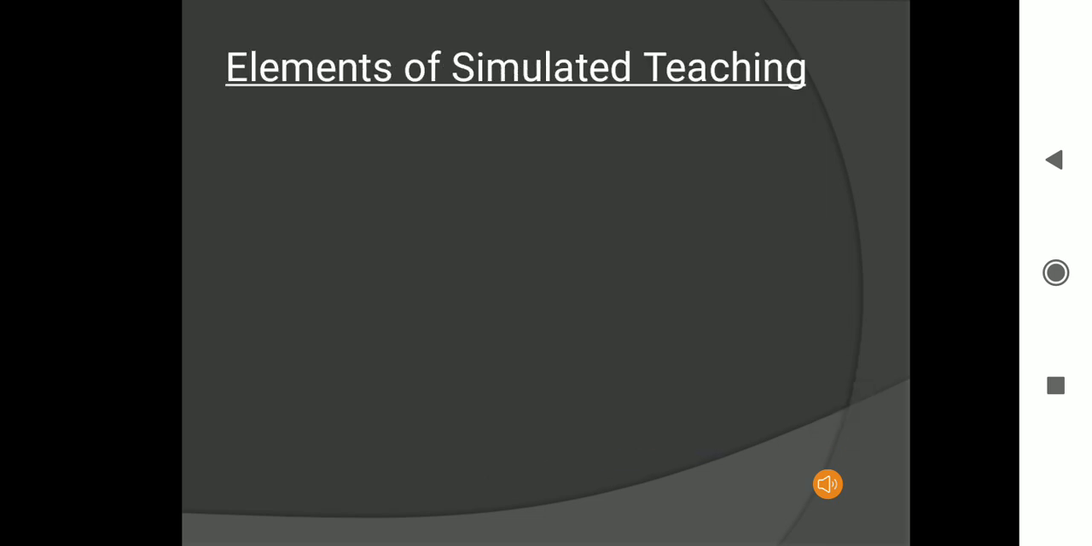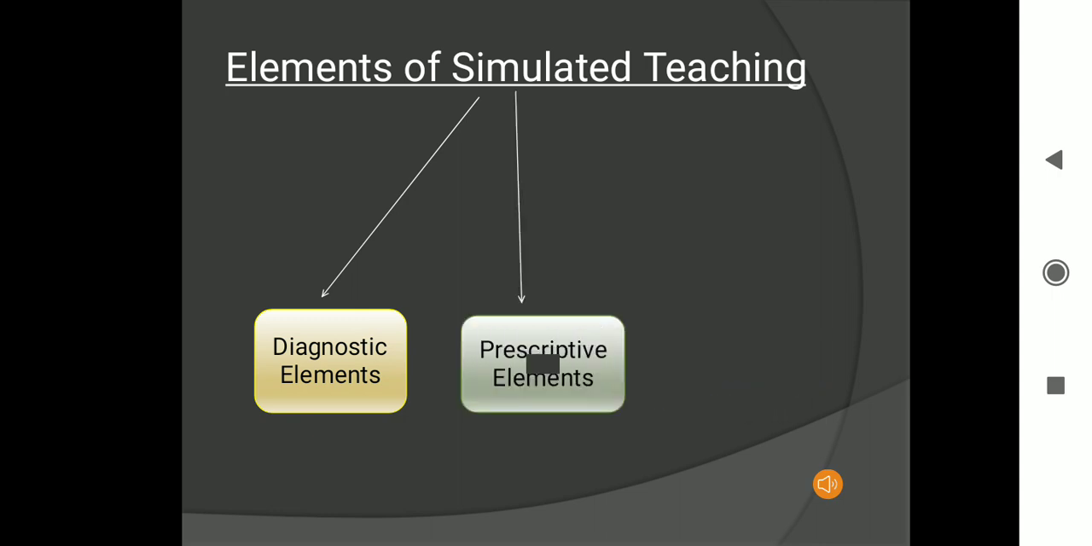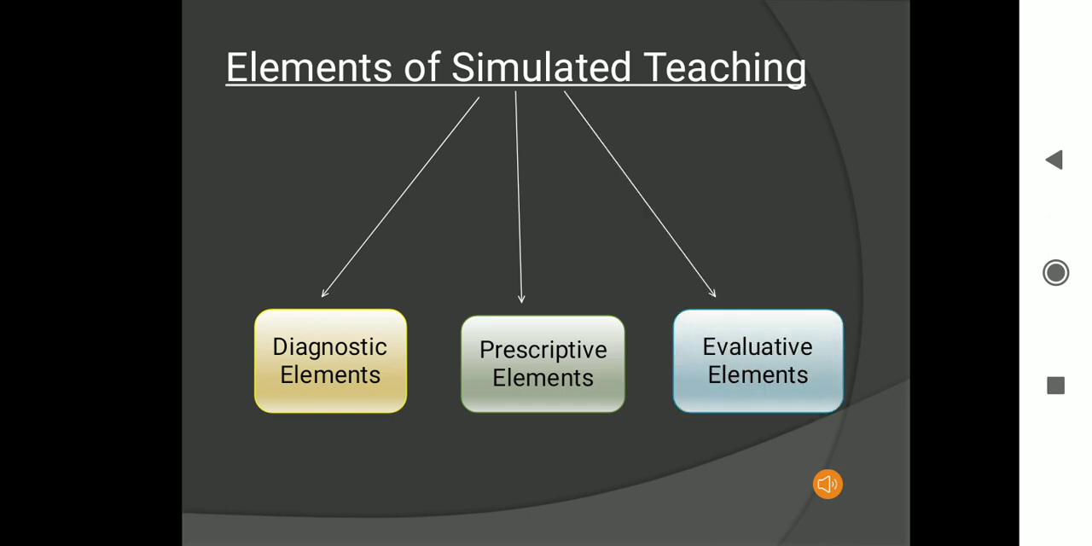Now, the next part is elements of simulated teaching. Simulated teaching includes three elements: diagnostic elements, prescriptive elements, and evaluative elements. In diagnostic elements, the teacher diagnoses the problem the students are facing regarding the topic. The teacher uses different techniques to diagnose these problems. When they have diagnosed the problem, they solve the student's problem by using the teaching skills and the ability they have.